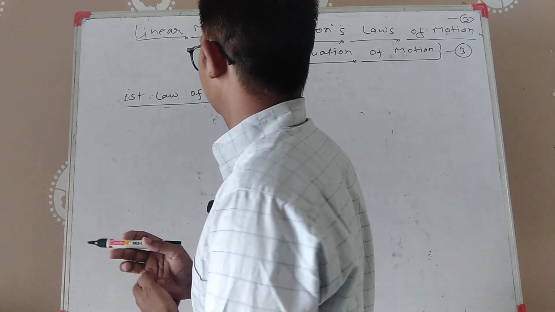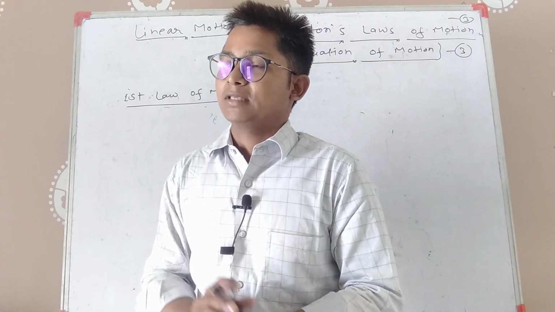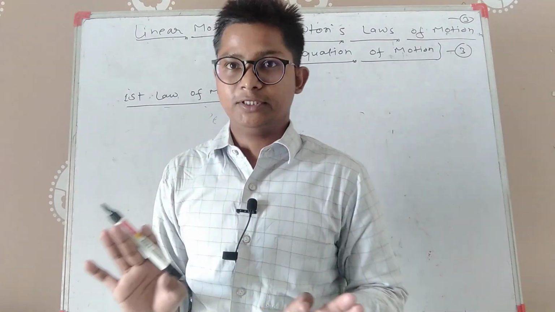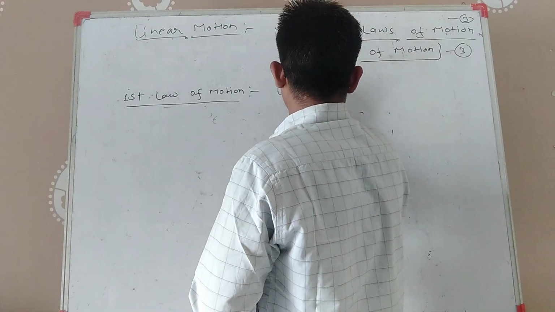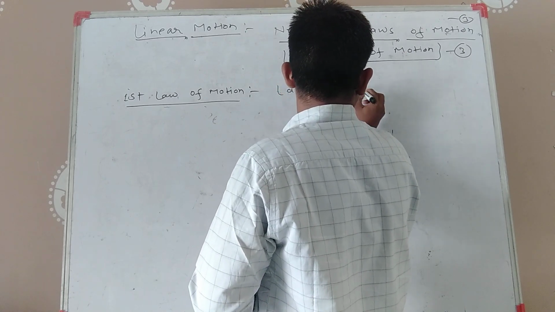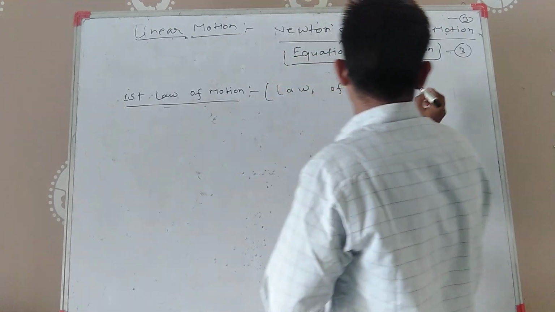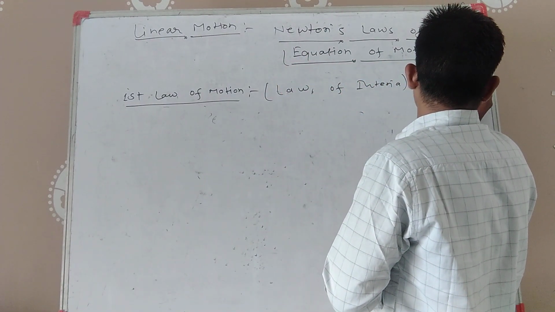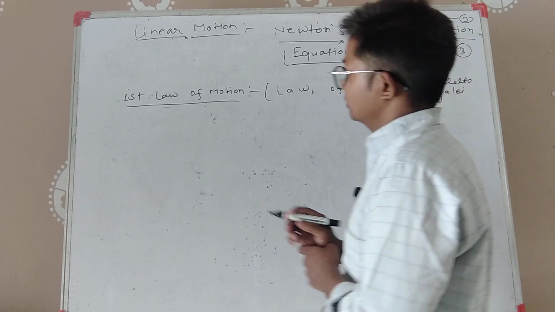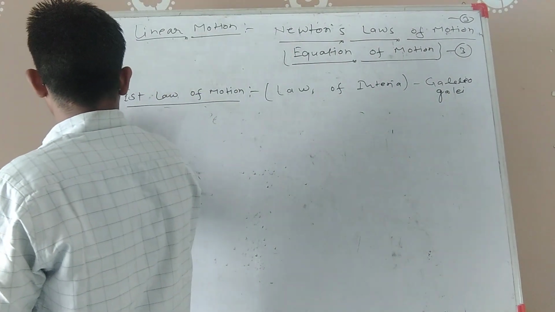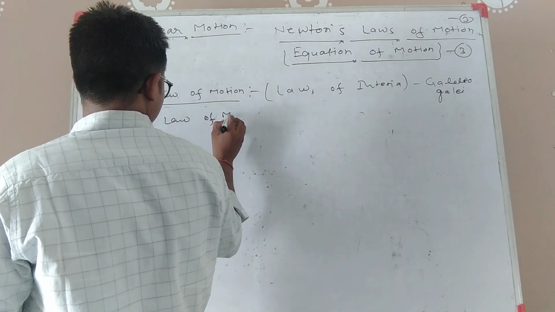So the first law of motion is one in which each and every object remains in its original state. That is the law of inertia, proposed by Galileo Galilei. Okay. Second law of motion is what? Second law of motion.